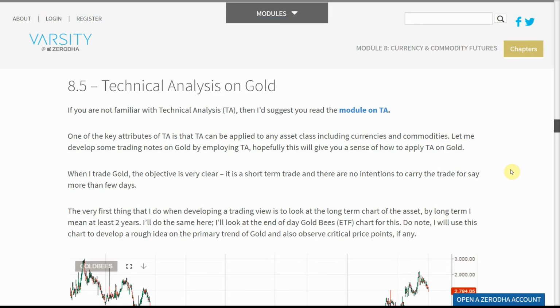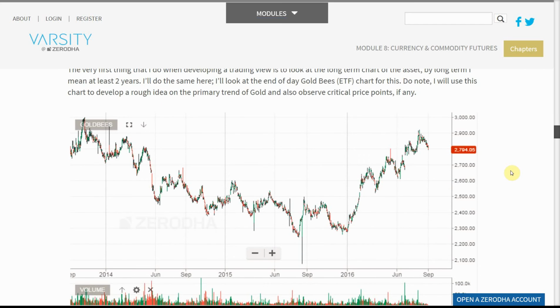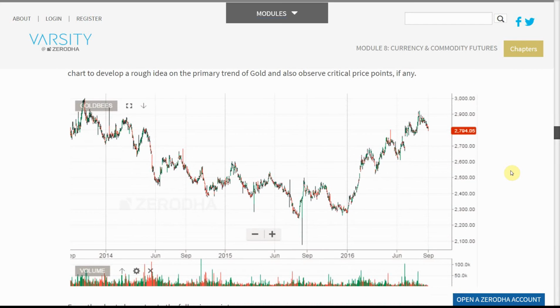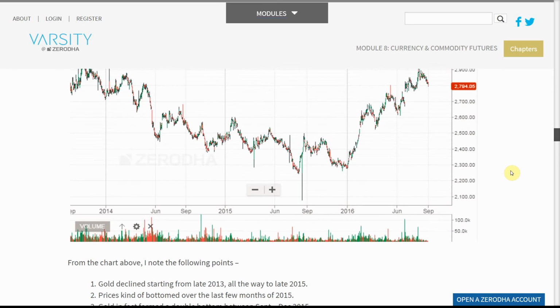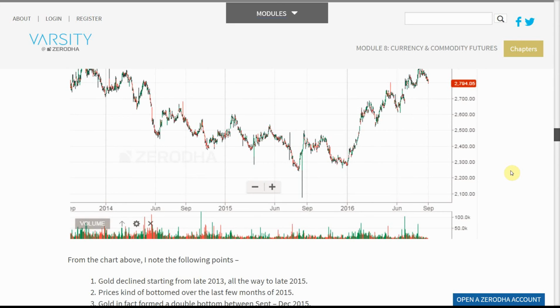To note, I will use this chart to develop a rough idea on the primary trend of gold and also observe critical price points, if any. From the chart above, I note the following points. Gold declined starting from late 2013, all the way to late 2015. Prices kind of bottomed over the last few months of 2015. Gold in fact formed a double bottom between Sept to December 2015. Prices have been trending up since early 2016.